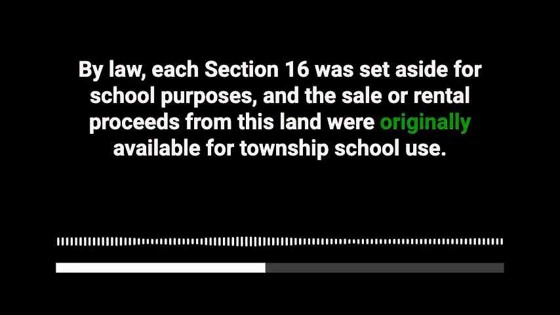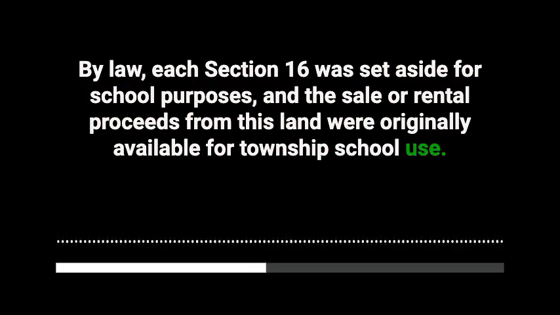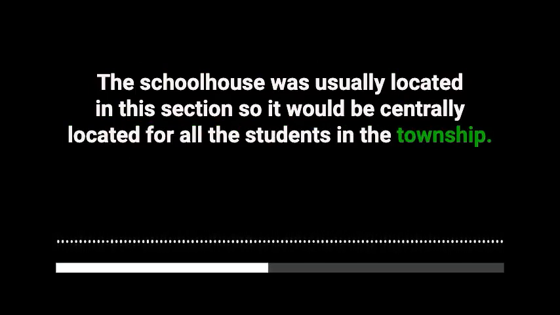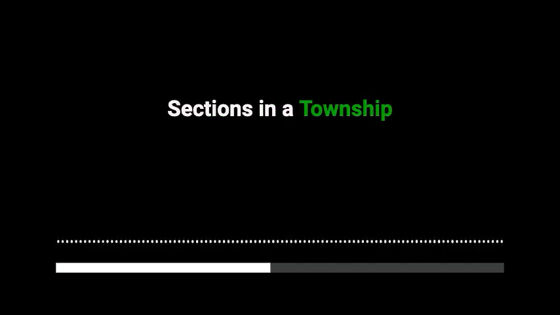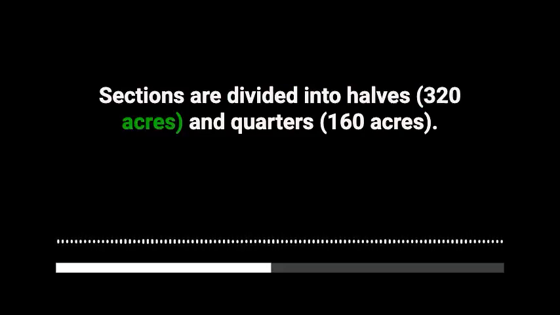this land were originally available for township school use. The schoolhouse was usually located in this section, so it would be centrally located for all the students in the township. As a result, Section 16 is commonly referred to as a school section. Sections in a township. Sections are divided into halves and quarters.